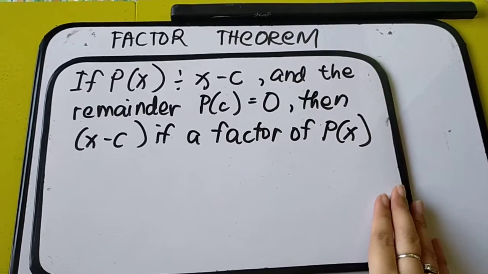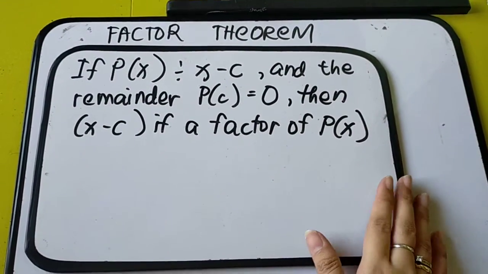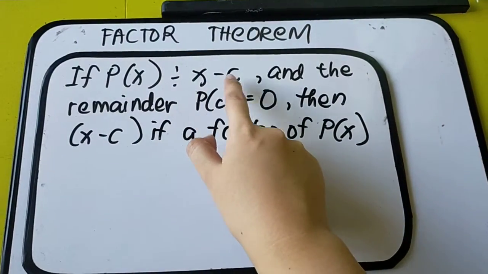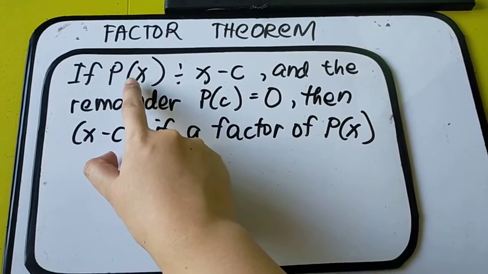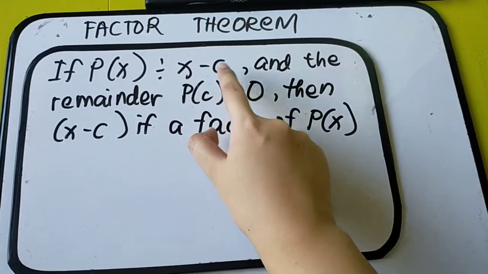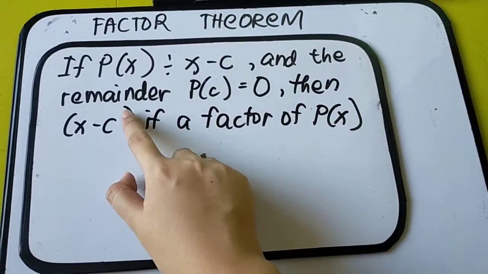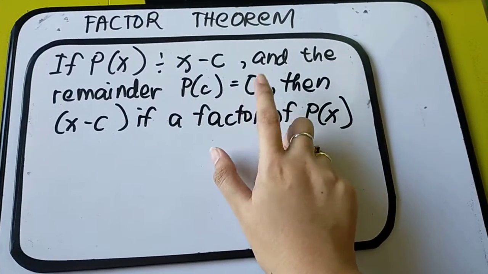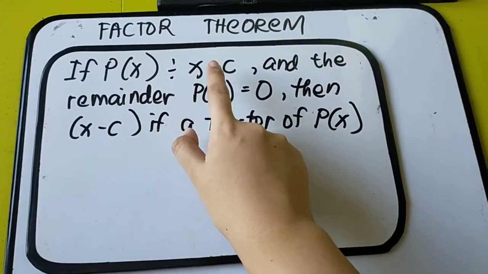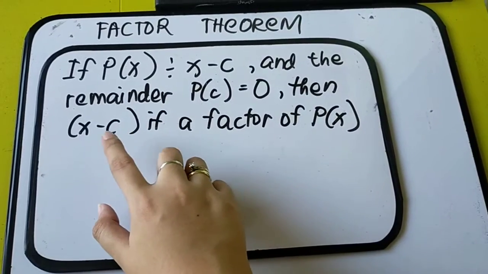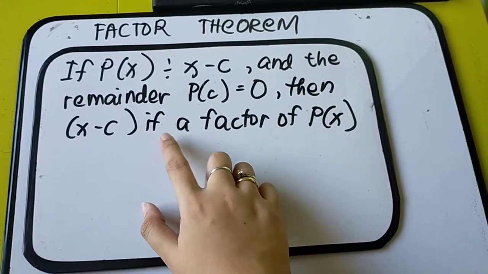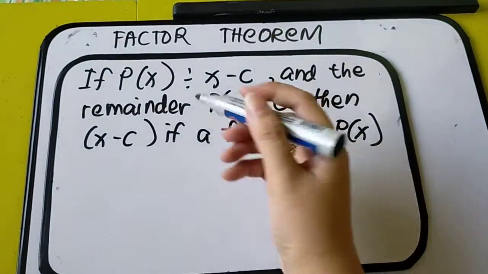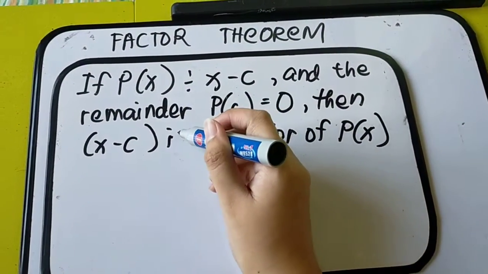So let us have factor theorem. When you say factor theorem, if p of x is divided by x minus c, the dividend p of x divided by the divisor x minus c, and the remainder p of c is 0. Kapag daw ang remainder mo ay naging 0, then si divisor x minus c is a factor of p of x. Is a factor.